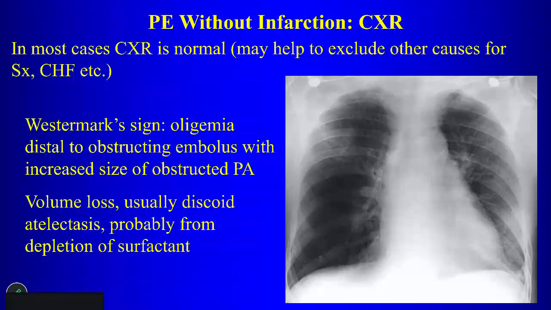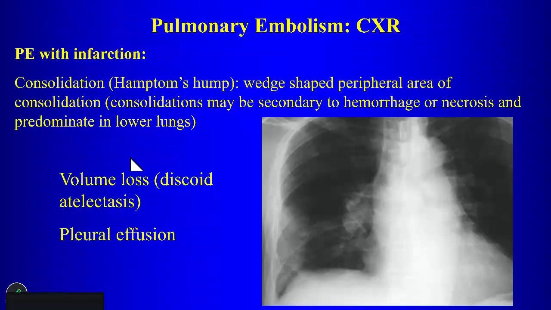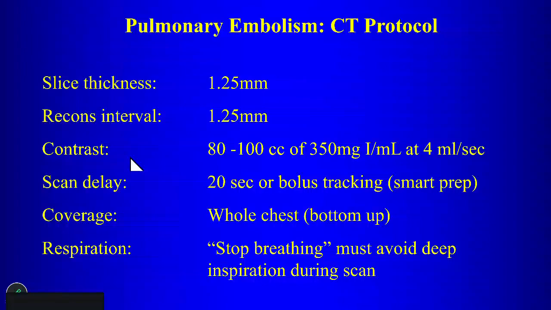As we've said, in most cases with PE, the chest X-ray is normal. The findings that we've discussed, the Westermarck sign, the Fleischner sign, Hampton's hump, all those things that we've already talked about for PE. The CT protocol, we like thin slices, contrast. How do you time it? Well, one is to just use a default of 20 seconds, but now it's better to use bolus tracking. GE calls it Smart Prep.